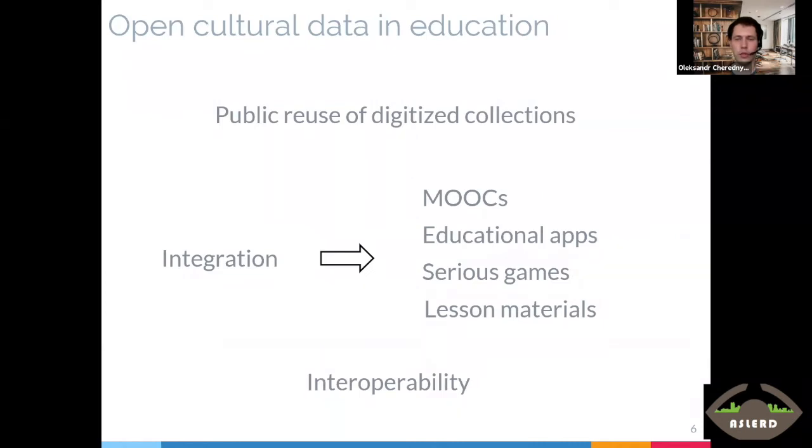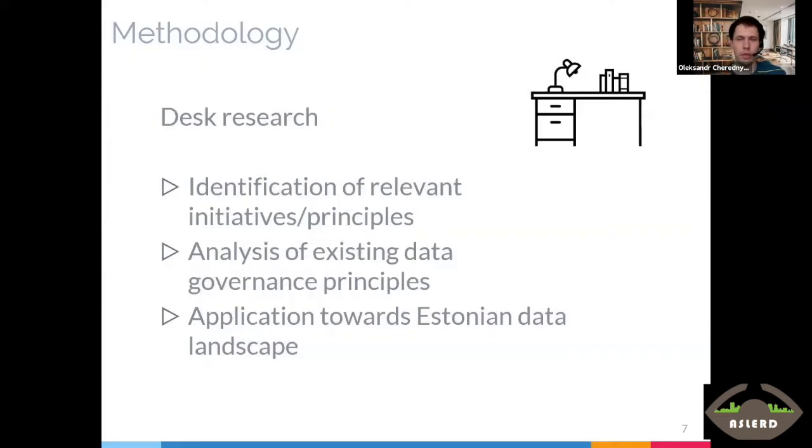Open cultural data in education is predominantly about digital usage, which is the integration of cultural data into various applications and third-party services. Examples would be massive open online courses and educational apps. It can also be done in serious games, where artifacts can be embedded and used within the gameplay, and of course in lesson materials. It is also crucial to ensure interoperability, because if open cultural data is not interchangeable and cannot be embedded, then the integration wouldn't really happen. Moving on to the methodology of the paper.